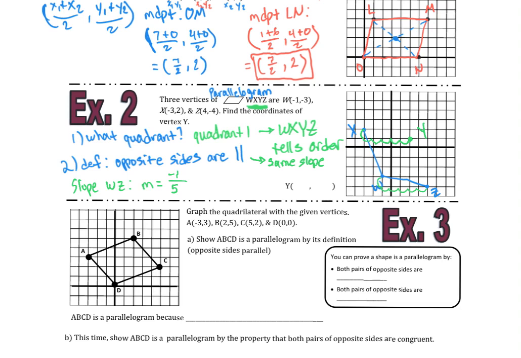So that's point Y, and we can actually draw the figure now, connecting those lines and those points. And there's our parallelogram. So point Y is located at (2, 1). And that's it for number 2.